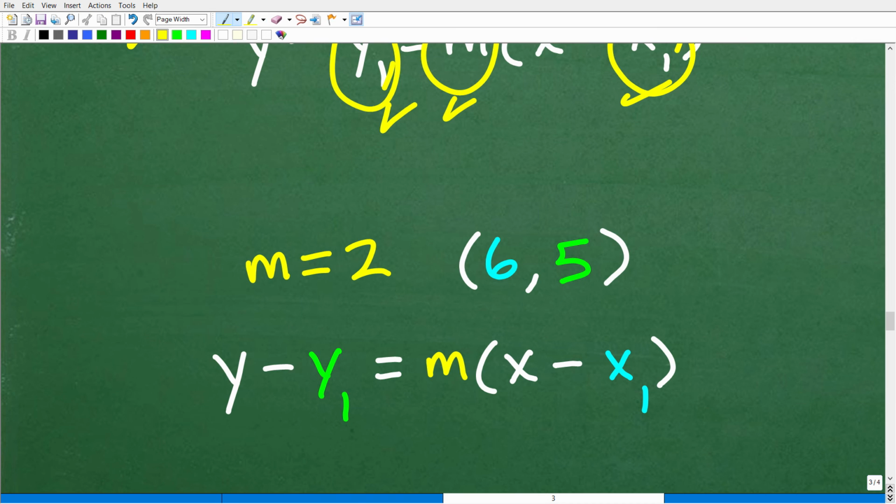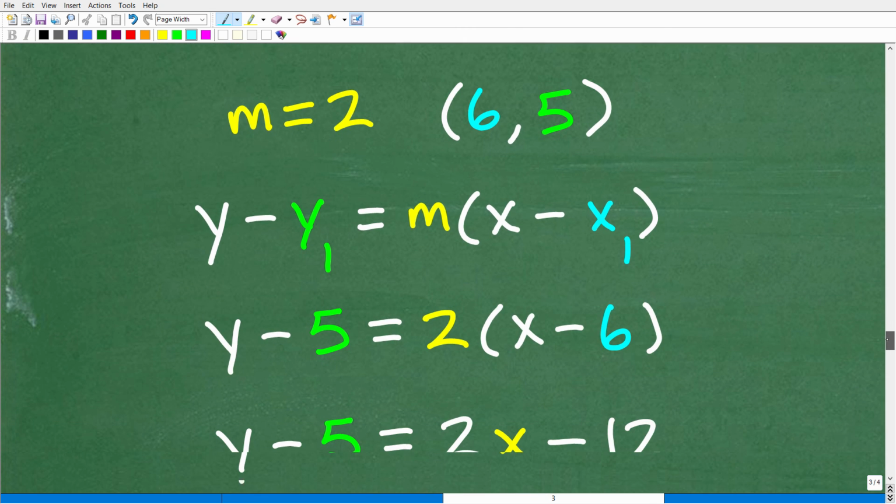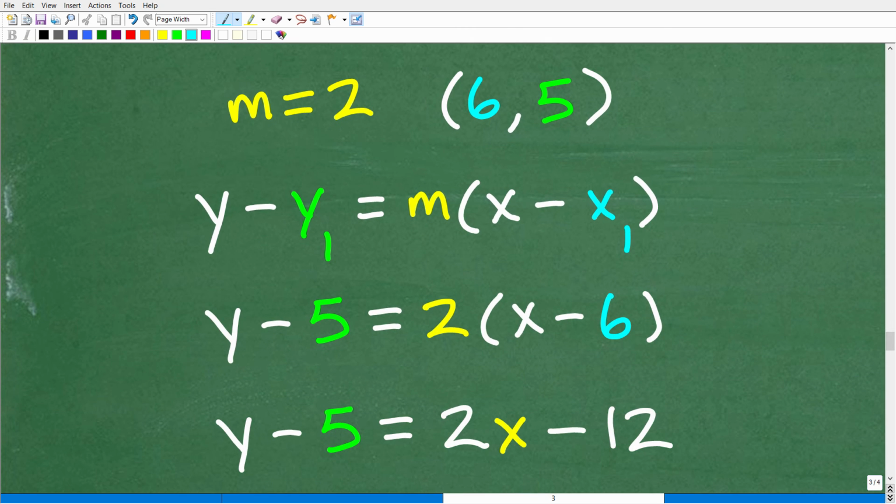So we're going to plug in our slope right here, 2, and for our y, this 5, and for our x, this 6. We're going to plug them into these respective spots in this formula, and then we're going to simplify. So let's take a look at that right now. Here it's our slope 2 and our point (6, 5). Again, we're going to replace the y1, m, and x1 with the respective information. So we have y minus 5 is equal to 2 times x minus 6.